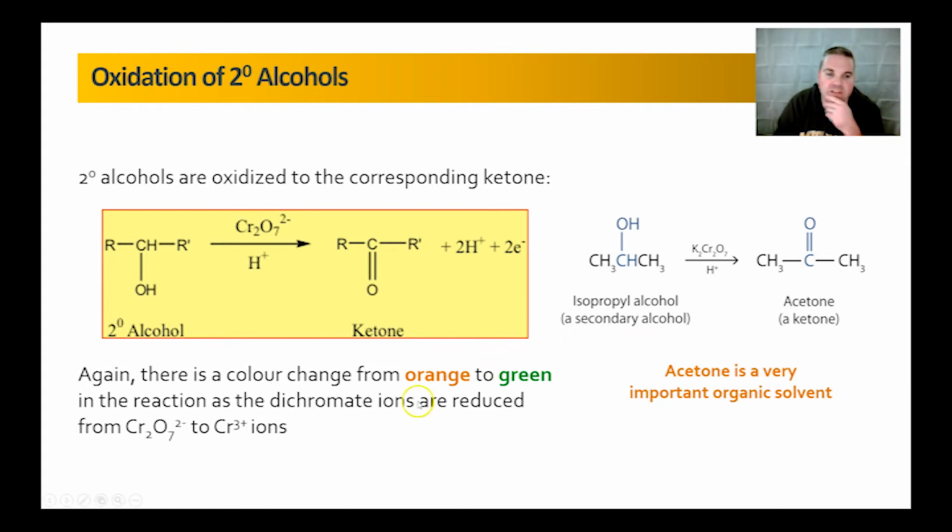But again, with the oxidation, there's a colour change from orange to green using dichromate. And at this time, you can see the half equation I've put in. You can see that there are H plus ions coming out, and they get picked up by the dichromate. And you need H plus in solution for this reaction to occur, which is why we use acidified dichromate.